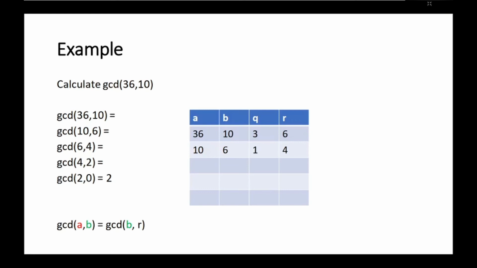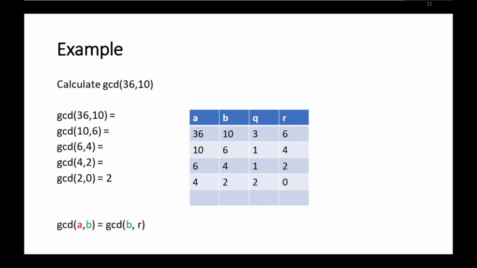Now we can use our B and R from this line again as our A and B on the next line, such that we can calculate the GCD of 6 and 4. And for that we have to divide 6 by 4, and we did that before, and then we found a quotient of 1 and a remainder of 2. And now we can use the B and R from this line as our A and B on the next line, and then we can calculate the GCD of 4 and 2. And then you have to divide 4 by 2 for that, and you'll see that 2 fits exactly 2 times into 4, such that you get a quotient of 2 and a remainder of 0.